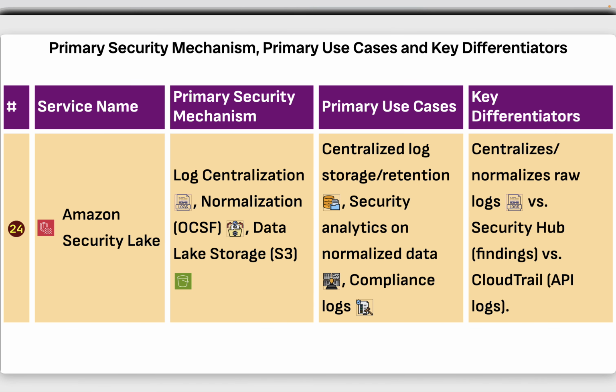Next, Amazon Security Lake. Primary security mechanism is log centralization, normalization through OCSF, which is Open Cybersecurity Schema Framework, then data lake storage, which is in S3. Primary use cases are centralized log storage and retention, security analytics on the normalized data, and compliance logs. Key differentiators are it centralizes and normalizes raw logs, versus Security Hub, which is for findings, or versus one more service, CloudTrail, which is for API logs.